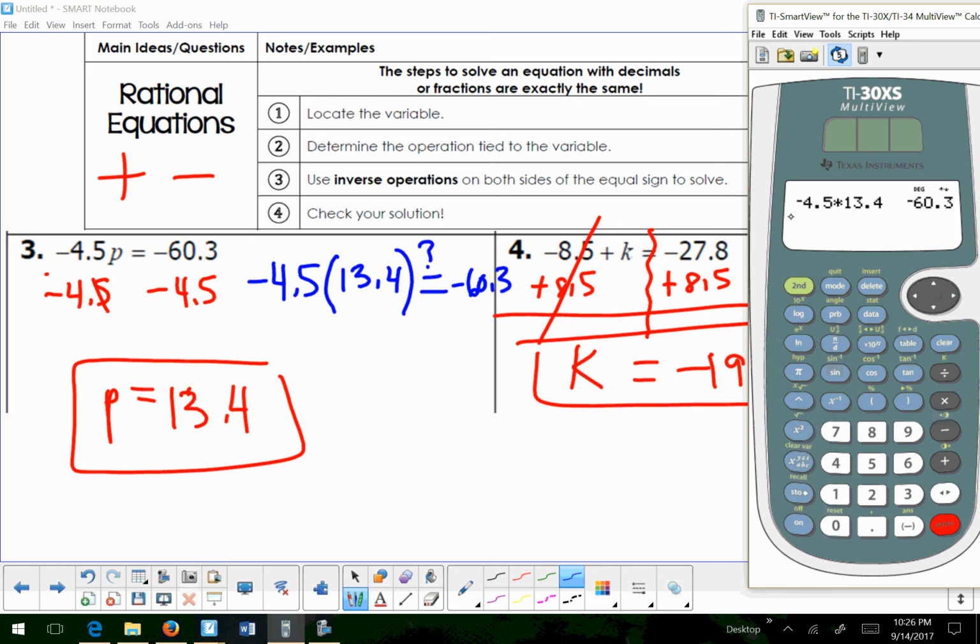Let me show you another way that you could write this. You see how I inserted a multiplication sign because I knew that this meant to multiply. But if you didn't know, or you just wanted to type it exactly how you see here, you could use these parentheses buttons. So negative 4.5, parentheses 13.4 close parens, and the calculator understands that that means multiplication. Pretty cool. You can just type what you see and the calculator will figure it out.